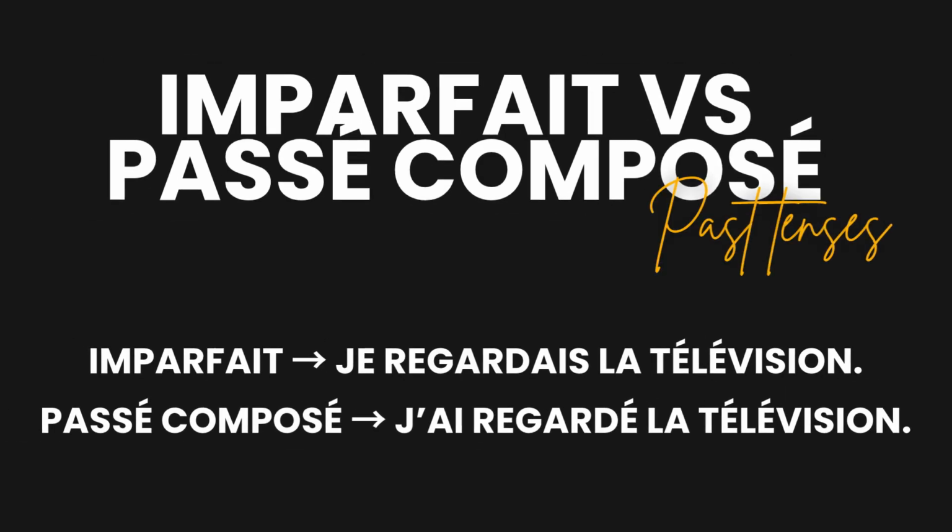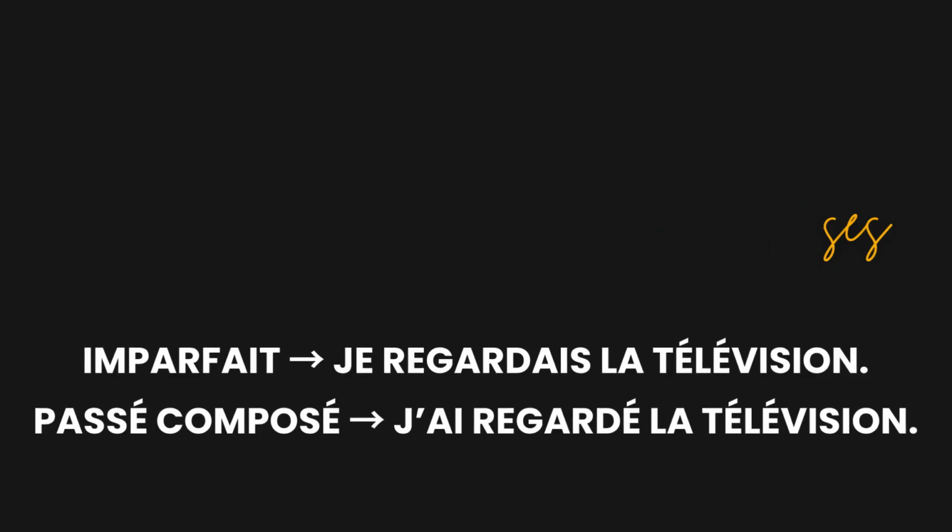If you've watched my previous video about how to conjugate the passé composé, you might be wondering what's the difference between the imparfait and the passé composé. A simple way to think about it is the imparfait describes the background. The passé composé describes completed events. So for example, je regardais la télévision quand mon ami a appelé. I was watching television when my friend called. Watching television is the background action. The phone call is the completed event.